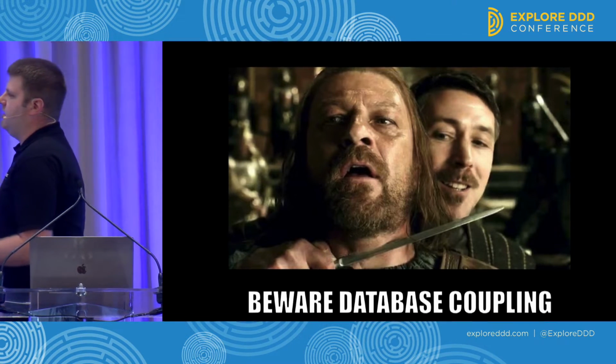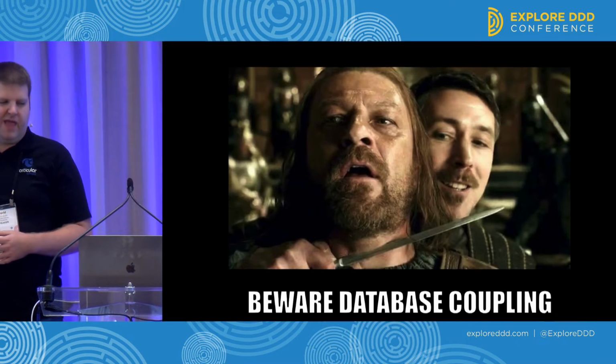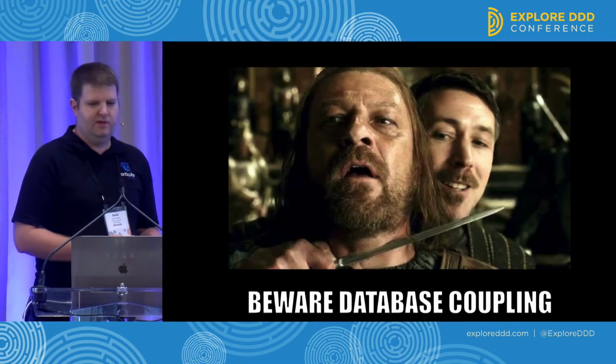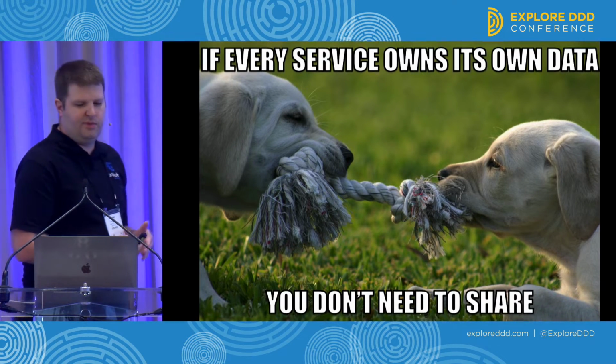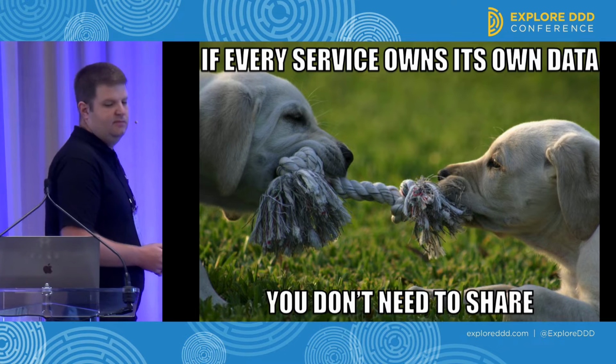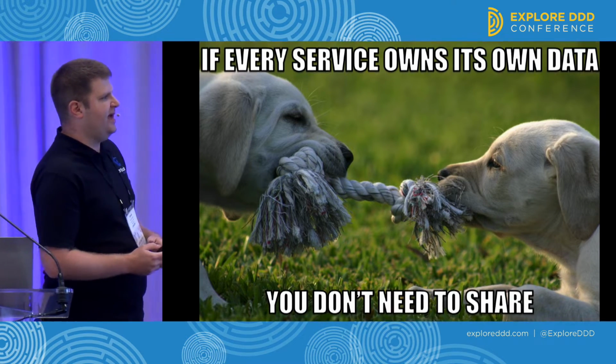But if you follow this model, and you do vertical slices, then you have completely autonomous services. And if all of these autonomous services own their own data, then you don't ever need to share.